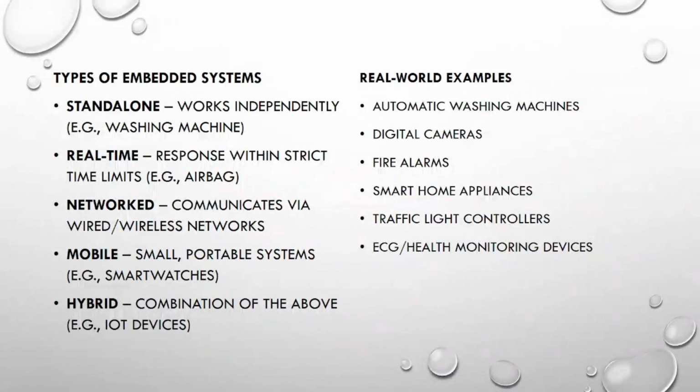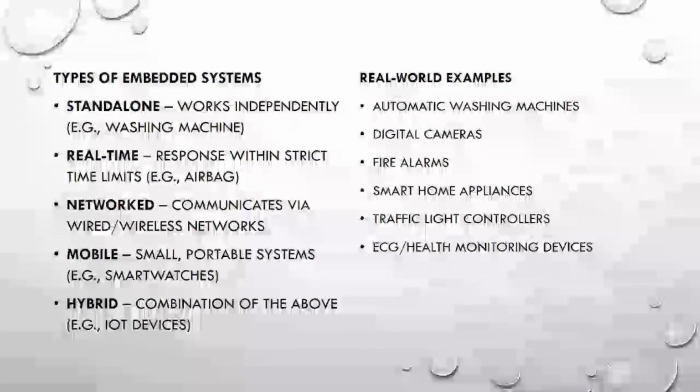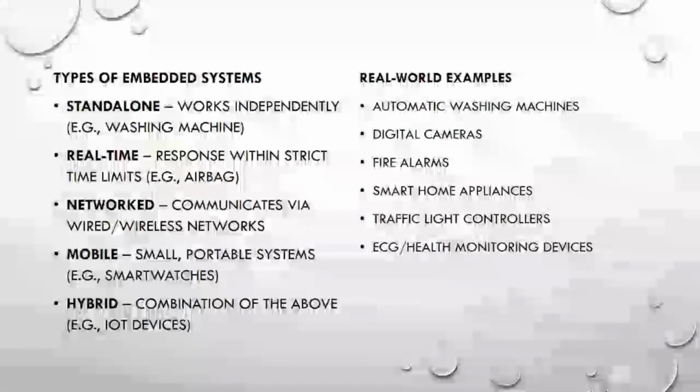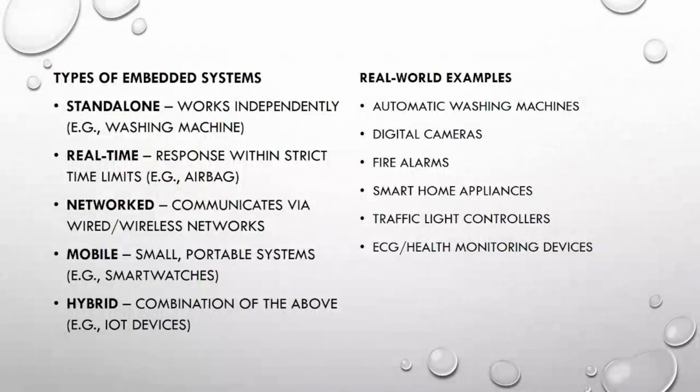Standalone systems work independently, for example a washing machine. Real-time systems respond within strict time limits, for example an airbag. Networked systems communicate via wired or wireless networks. Mobile, small portable systems like smartwatches. Hybrid, a combination of the above like IoT devices.